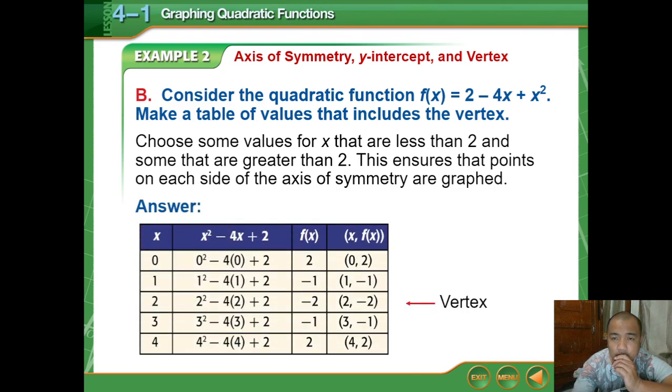From the table of values, we have located the vertex, which is (2, -2). So (2, -2) is the vertex. Therefore, h is 2 and k is -2.